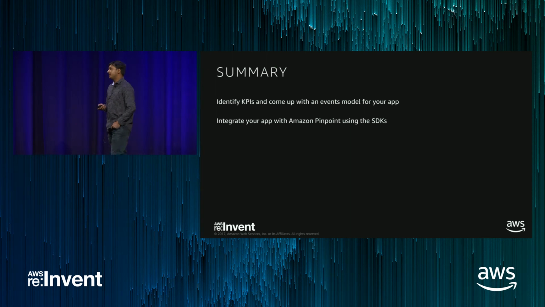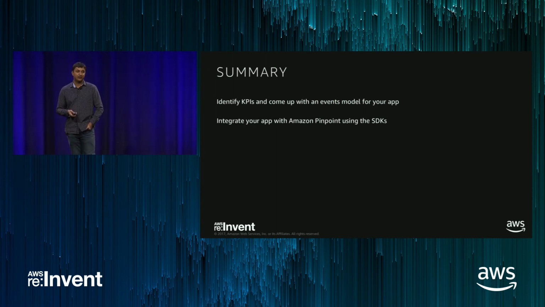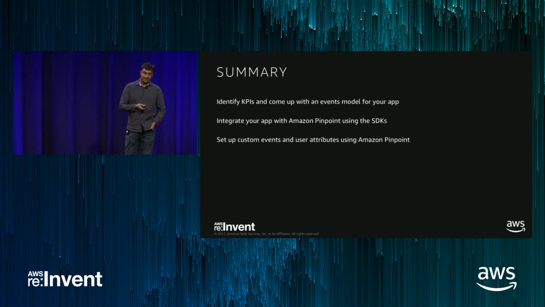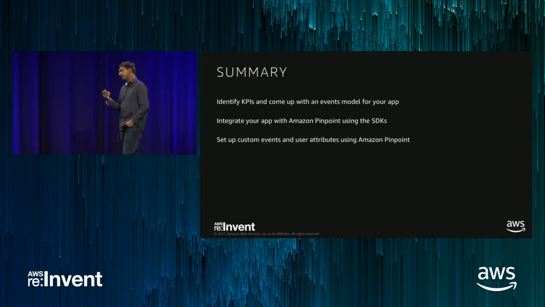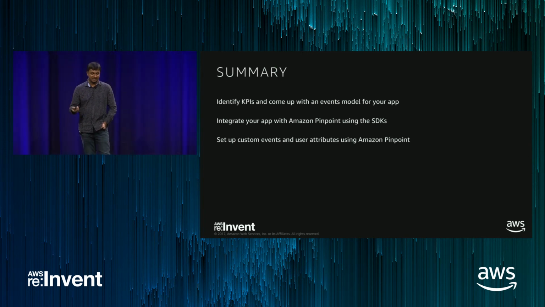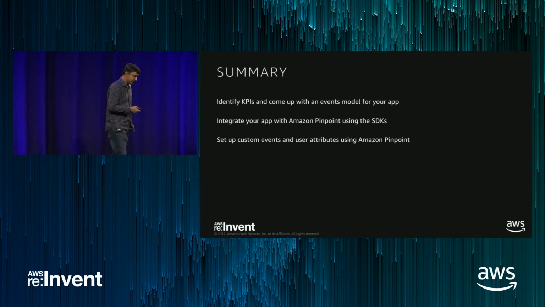I then showed you real quick how you can integrate your app using Amazon Pinpoint with the SDKs. You can do the same thing with APIs. Everything that I've shown you with the iOS app here, you can do using APIs as well. We then set up a few custom events, which we used to define user attributes as well. So is a user interested in live scores or news articles or purchasing tickets? Again, we did all of this using the SDK.